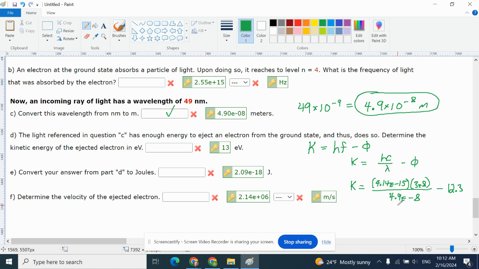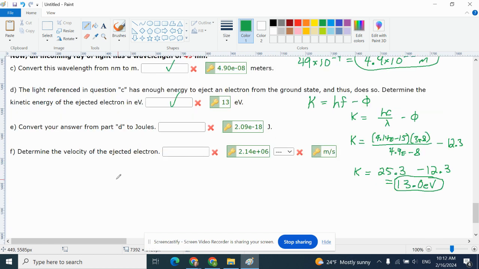All right, a lot of calculations here. I got 25.34, so that'll round to 25.3. Minus 12.3 is going to give me 13.0. That's good. Question E. Convert the answer from part D into joules.